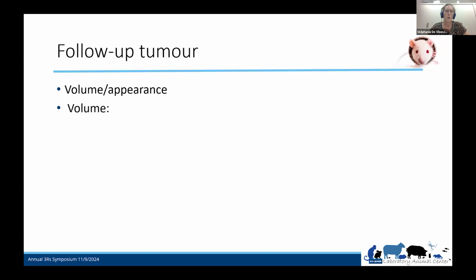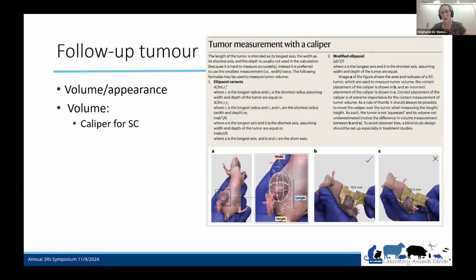So how can you follow up the tumor? Of course, you can follow up the volume and the appearance. And for volume for subcutaneous tumors, you can use the caliper. And we included also something about what is a good formula to calculate the volume of a subcutaneous tumor, but also how you should use your caliper correctly.